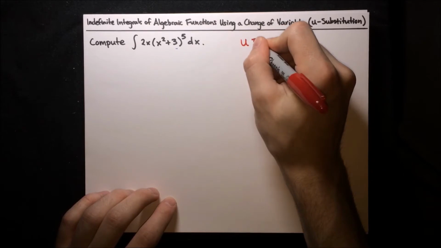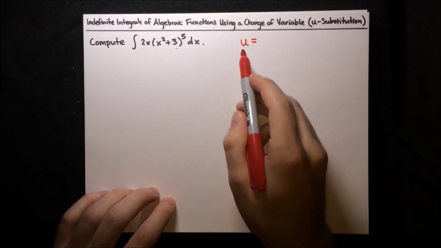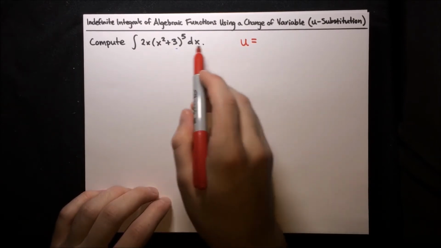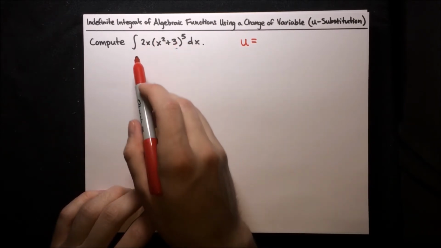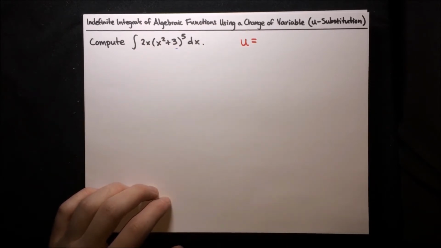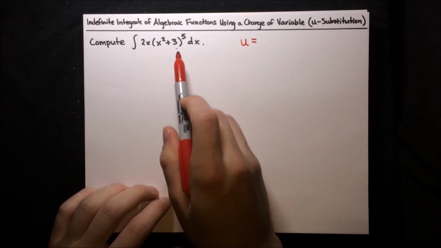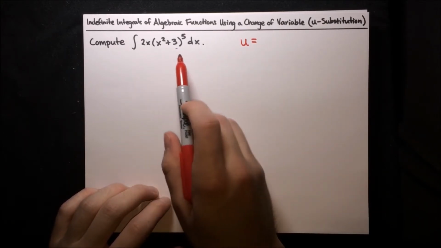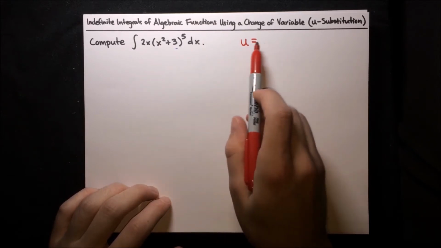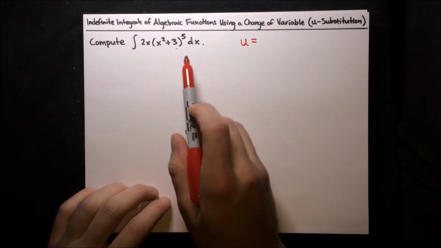Let's just put it over here. We don't know what we're going to set u equal to yet, but we're going to have to choose some expression of x for u so that when we substitute u for x in this integral, the integral becomes entirely in terms of u and easier to solve. Now the key to choosing u is to look for an expression inside the integral whose derivative also appears inside the integral. And ideally this expression that u takes on should be as large as possible so as to simplify the integral as much as possible.